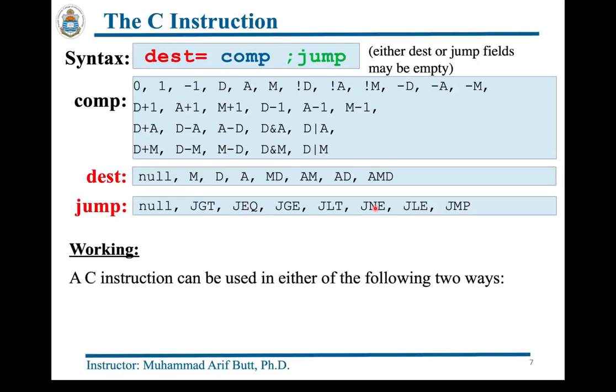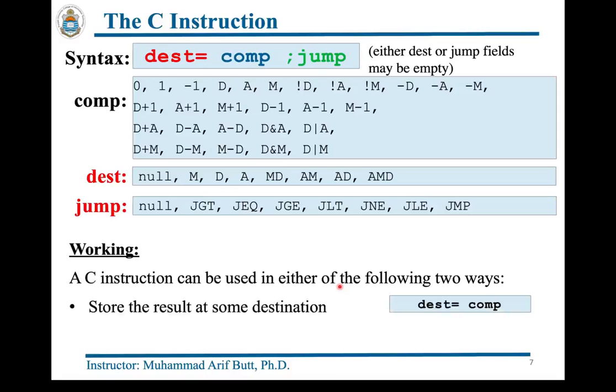And here is the working. A C instruction can be used in either of the following 2 ways. The first is destination is equal to computation. That is, you want to store the result of a computation at some destination, then you use the C instruction, something like this. And in this case, note that this semicolon and jump directive are omitted.